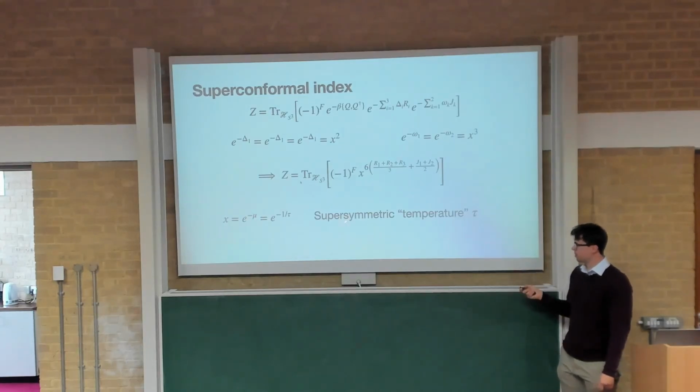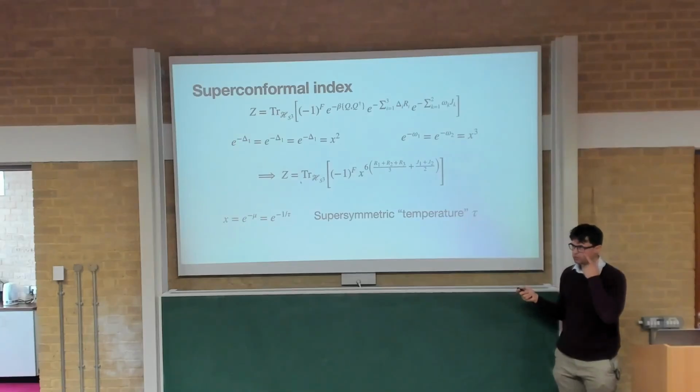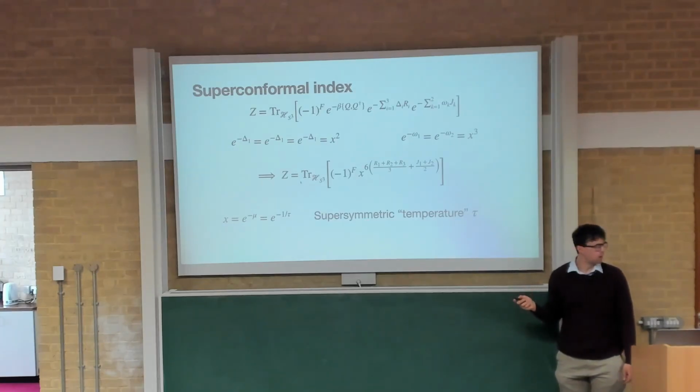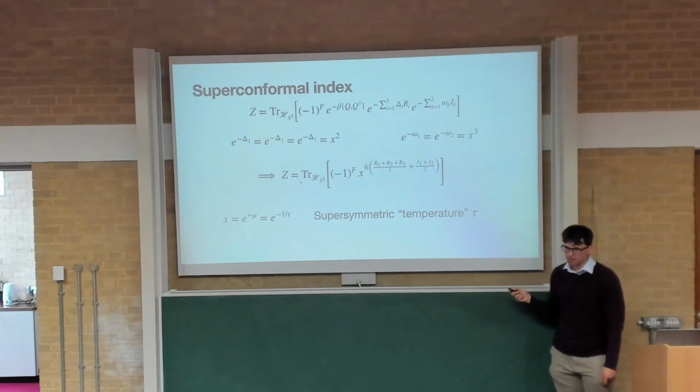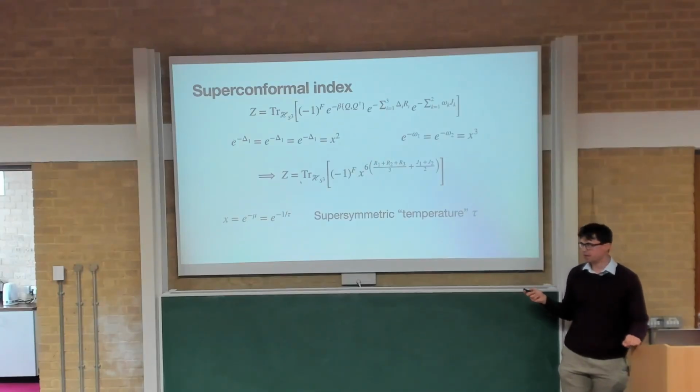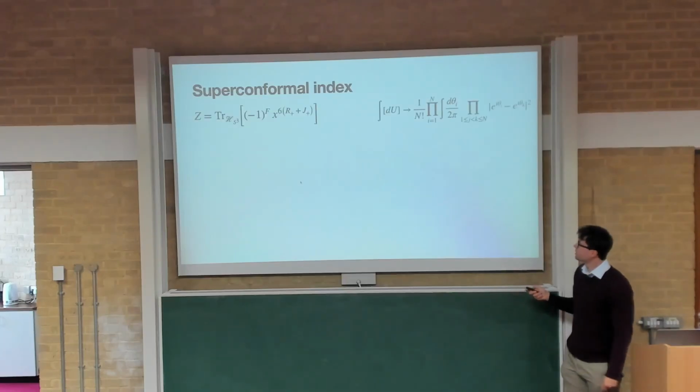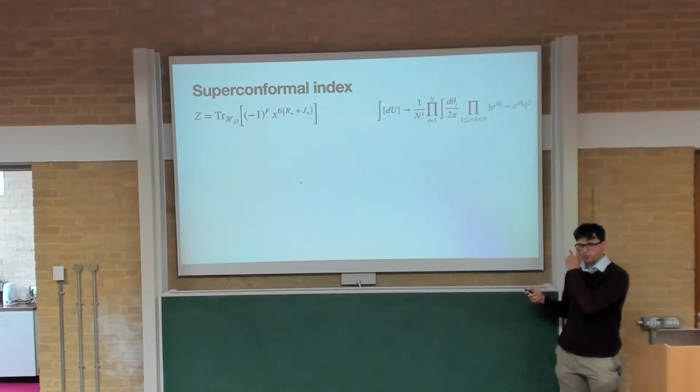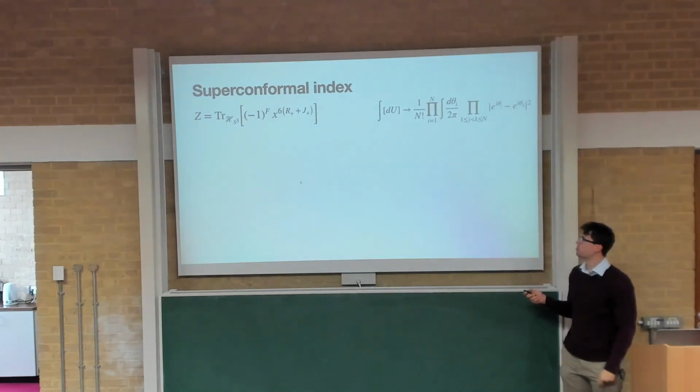And of course, because we need to preserve supersymmetry, we can't introduce a real temperature. So even though we use this term supersymmetric temperature, we're actually at chemical potential instead, and that will prove to be crucial for understanding our results later. So to calculate this, we'll use a path integral method.